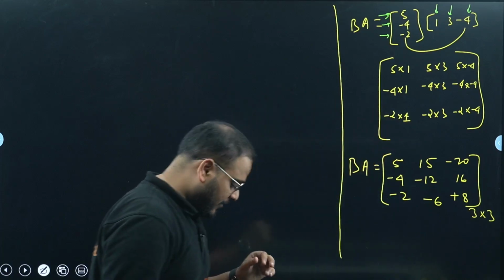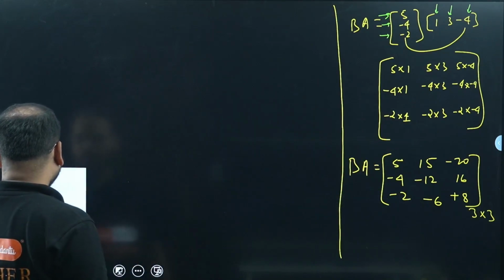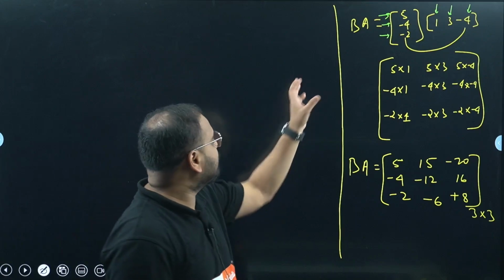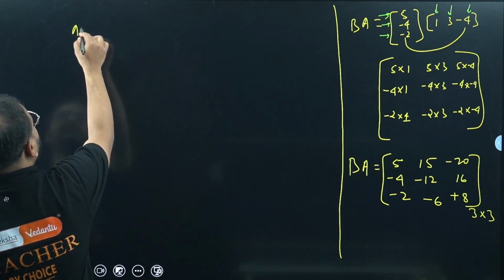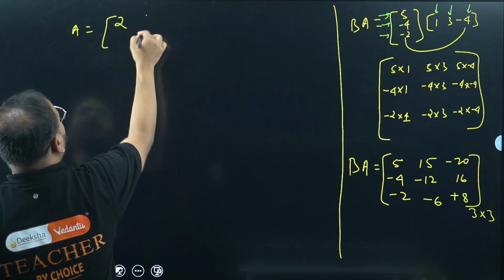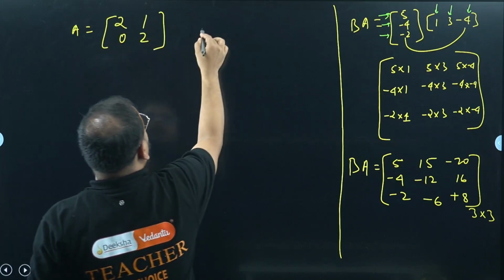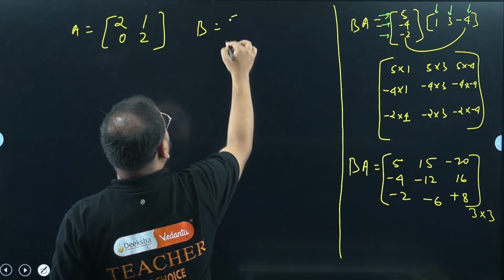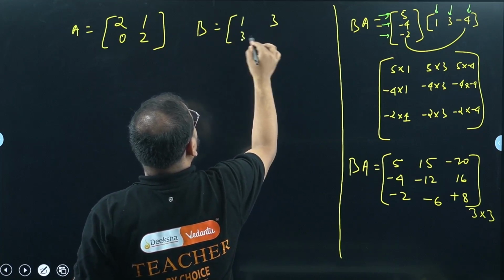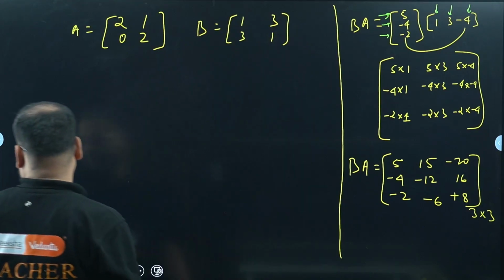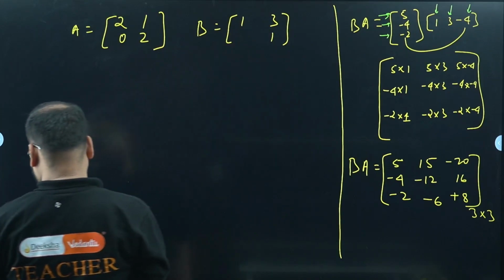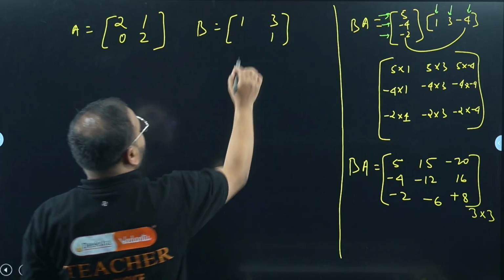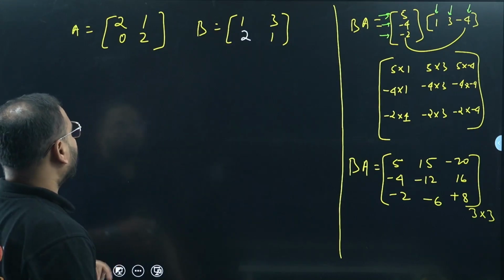Now if I take another example where we have more than one row and one column like this. So let's take a simpler example. Let's take A equal to 2 1 0 2 and B equal to 1 3 2 1, or you can take something different also.